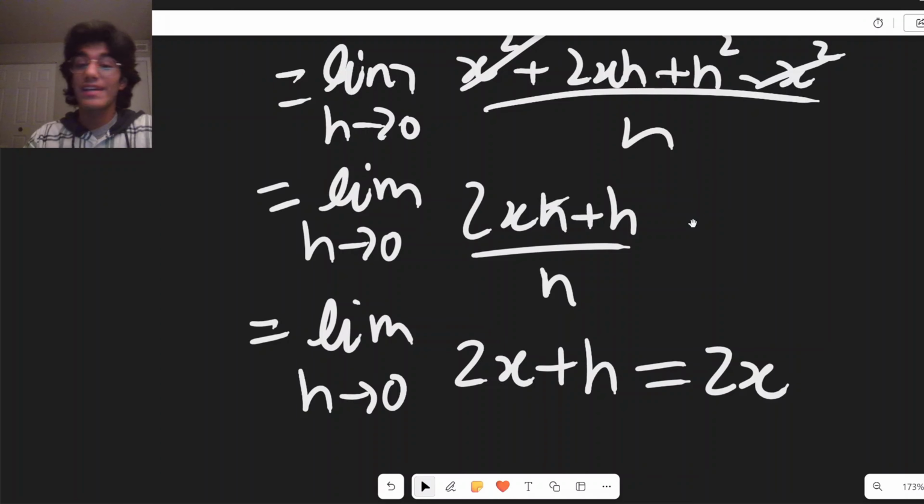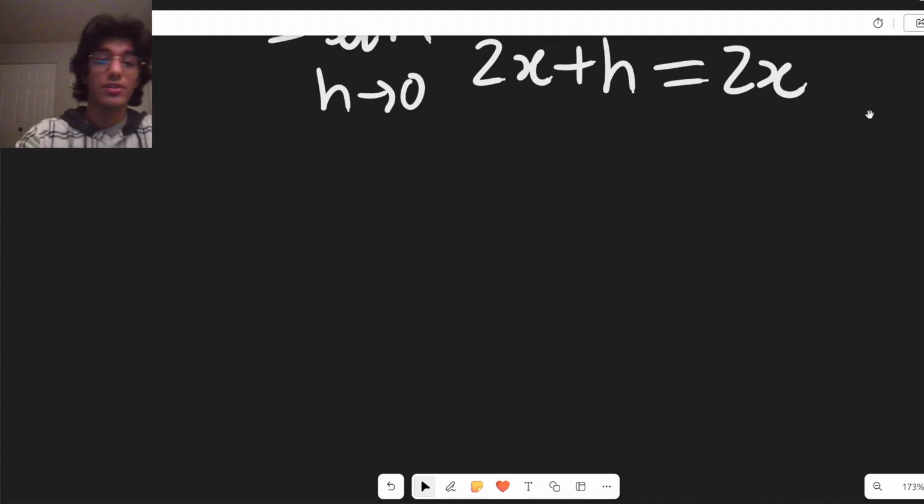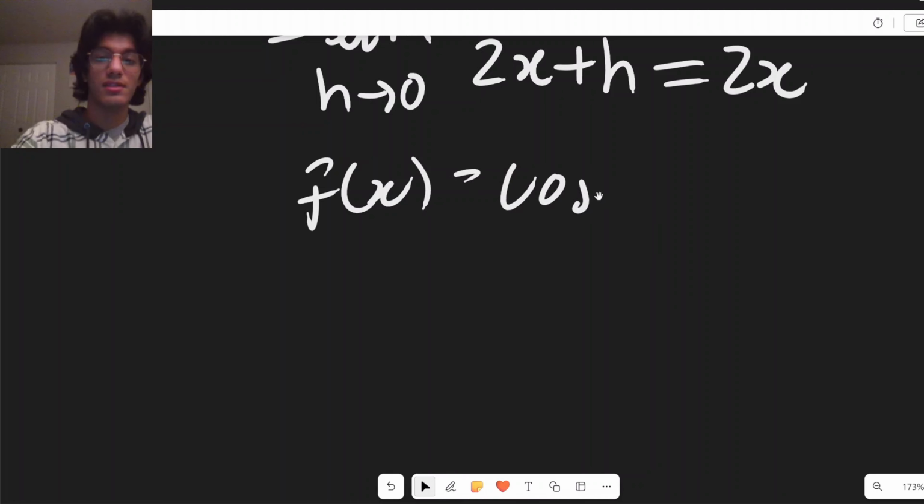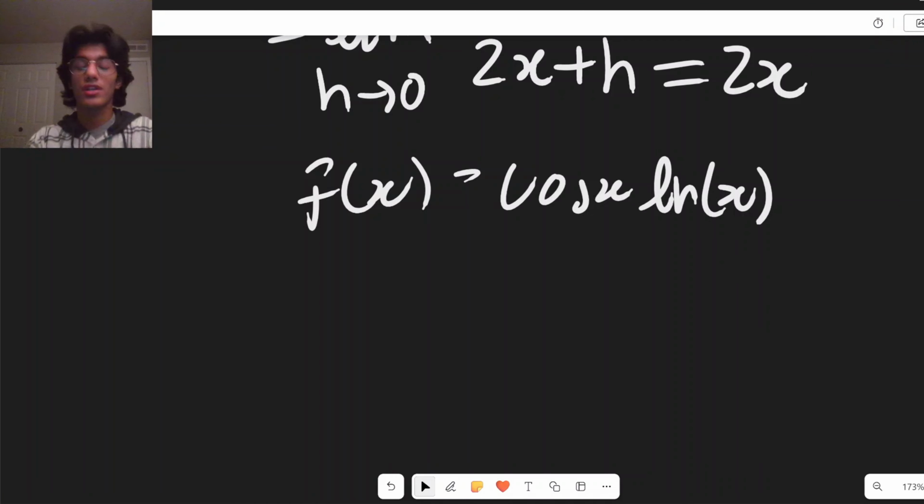I know it's long, especially for ones like, I don't know, f of x equals cosine x ln of x. Like, what? Who's going to take the derivative of that using just that method? It's going to take so long. But really, if you figure it out, algebra skills are on another level, man.